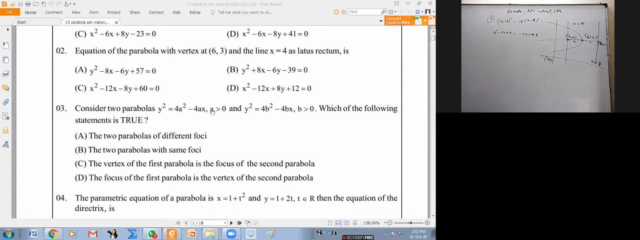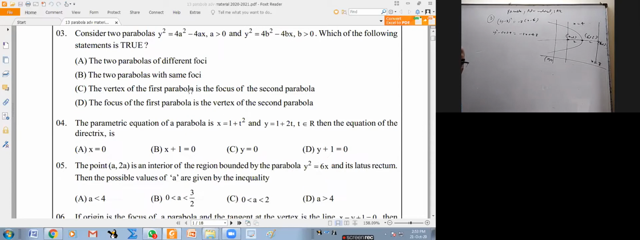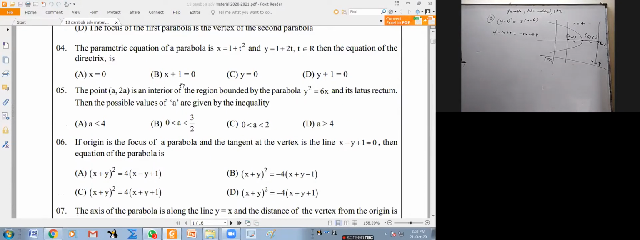Okay, so we have y square plus 8x minus xy minus 39. Fourth question you can try.